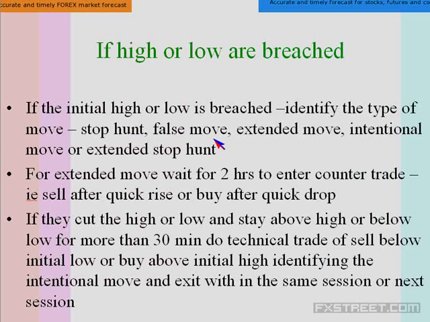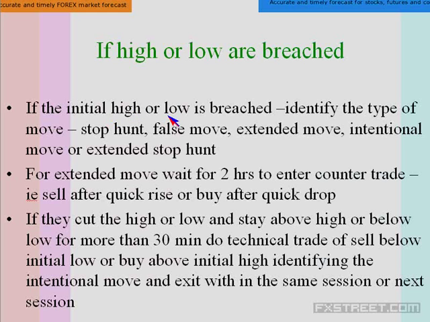The false move is when they come up to the high and then drop without breaching the high. And if they do a false move, then the next move will be an extended move. For example, if they come closer to the low and then come up quickly in less than 30 minutes to the high, breach the high and stay above there for more than 30 minutes, then for 2 hours they will continue to rise. So they have not done the false move on the downside now, you know that. They breached the low also.